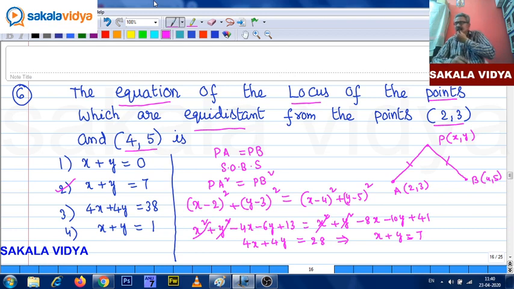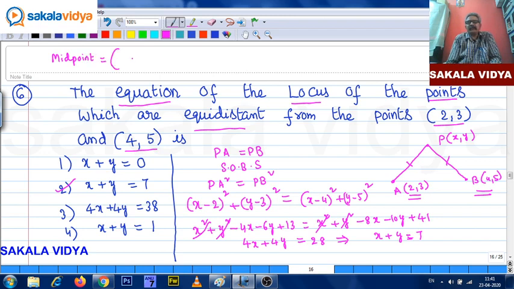Right, option 2. Otherwise, you can apply one more shortcut. Find out the midpoint of 2 comma 3 and 4 comma 5. This is another method: midpoint is x1 plus x2 by 2, 4 plus 2 is 6 by 2, and next 5 plus 3 is 8 by 2, that will be 3 comma 4. Substitute this 3 comma 4 in the options, and whichever is satisfied, that is the answer.